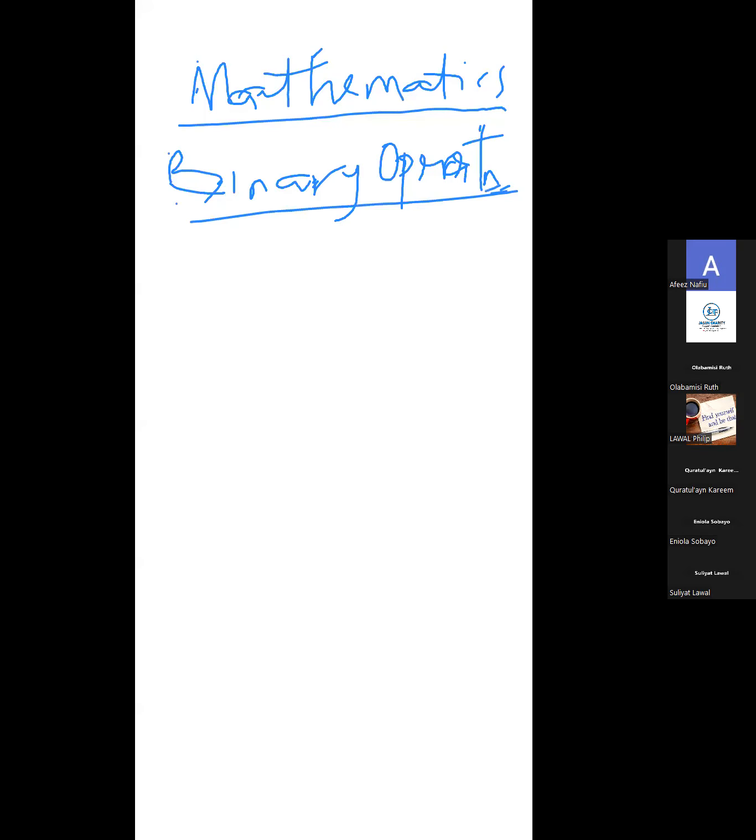Just pardon my writing in that way. So we are talking about binary operations today. Now, I'm going to be fast with the class.